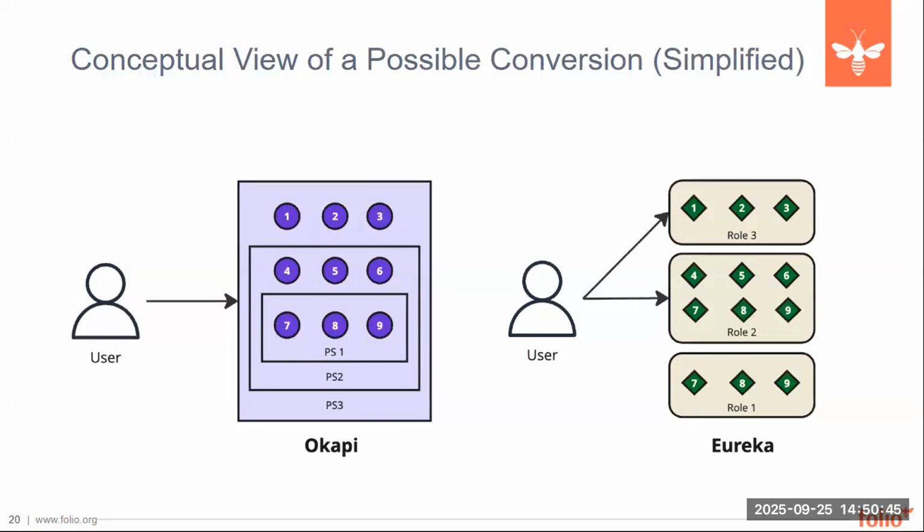What does that mean, to convert somebody over? Here's a very simplistic view of what it looks like. On the left, we have the Okapi model. We've got nested permission sets that are delivering permissions 1 through 9. And if you were to flatten this out, it could look different ways. It may look like what you're seeing on the right.